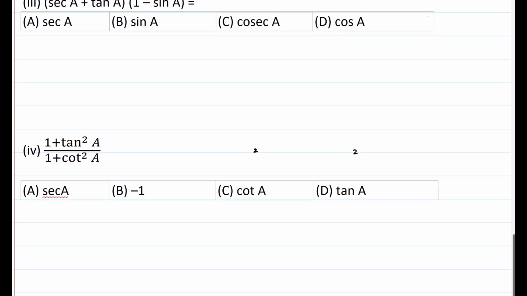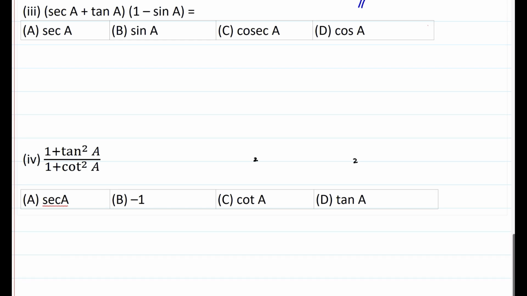Now let's dive into the next problem, which is question number 3 or subdivision 3. Here it says secant A plus tan A into 1 minus sin A, and we need to find the answer for this. Here also we will use the same steps: reduce the number of trigonometric ratios. Reduce secant, tan, sin to sin and cos.